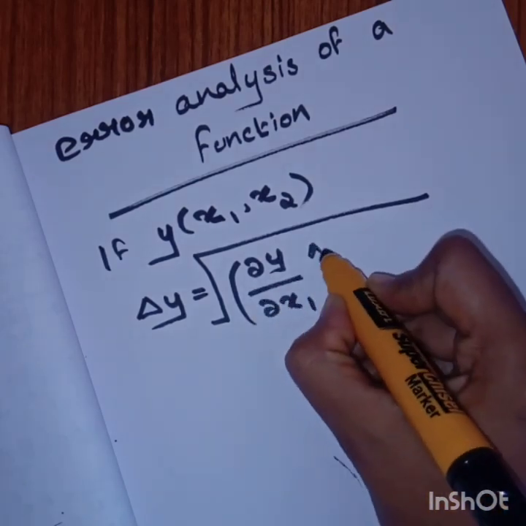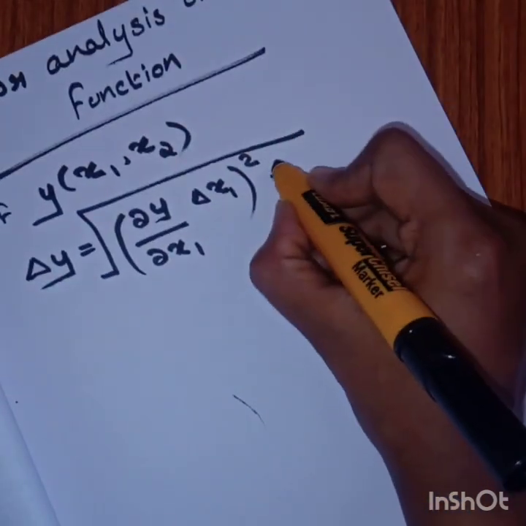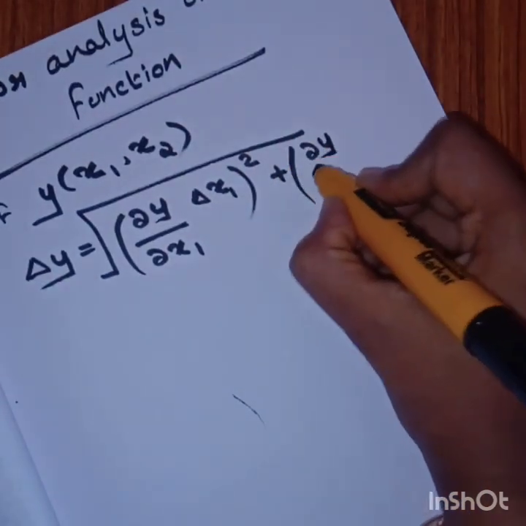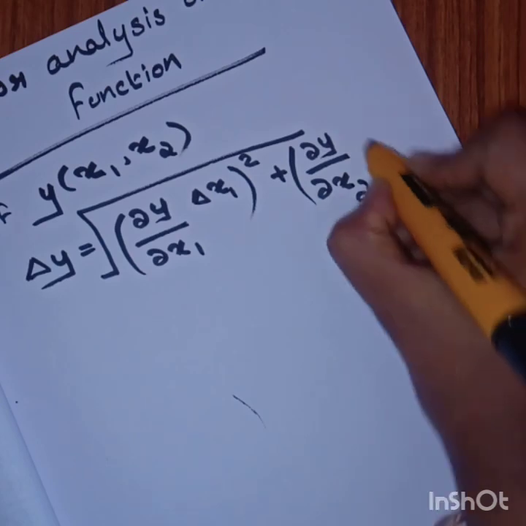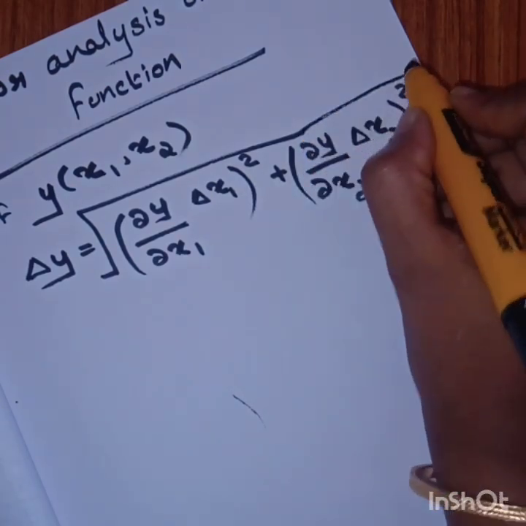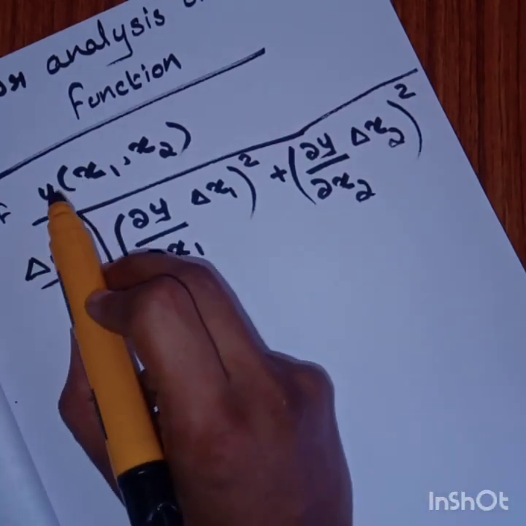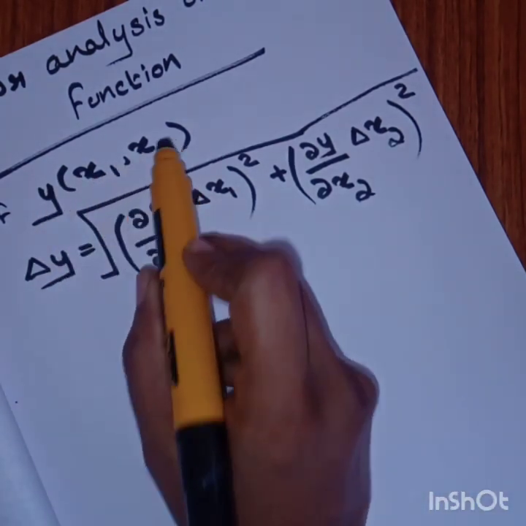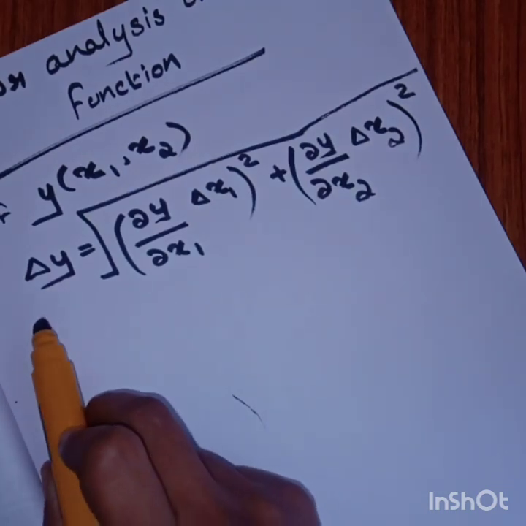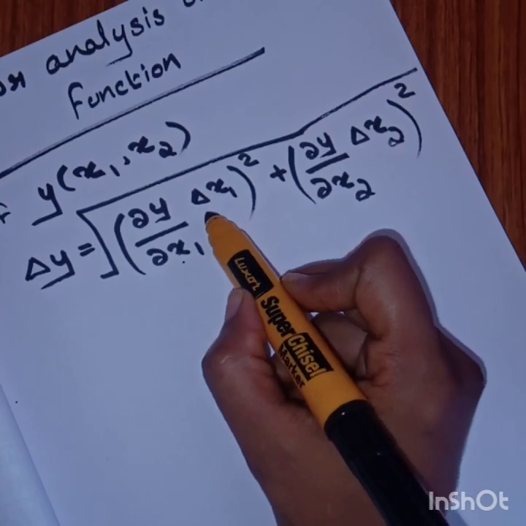(dou y by dou x1 delta x1) all square plus (dou y by dou x2 delta x2) all square. Once again, if y is a function of x1 and x2, then delta y is equal to under root (dou y by dou x1 delta x1) all square plus (dou y by dou x2 delta x2) all square.